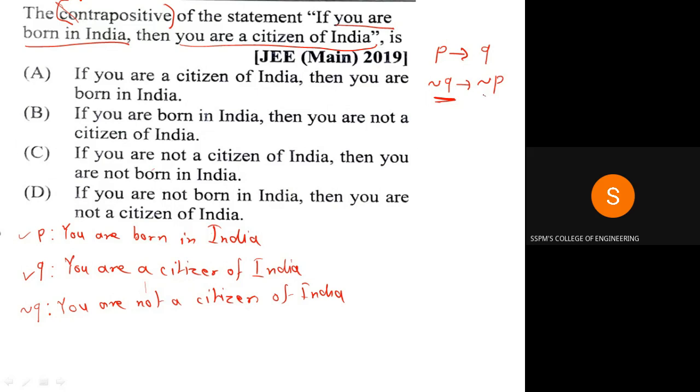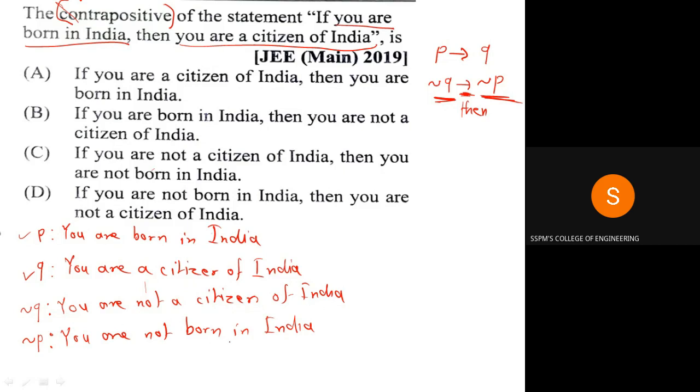And now we will find negation of P. What is P? You are born in India. So negation of P is: you are not born in India. That is the negation of this statement. And in the middle we have to put this. What is this? This is the "then" part. So: if you are not a citizen of India, then you are not born in India.